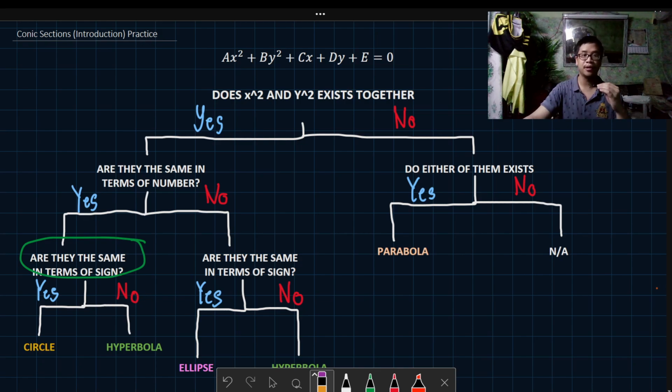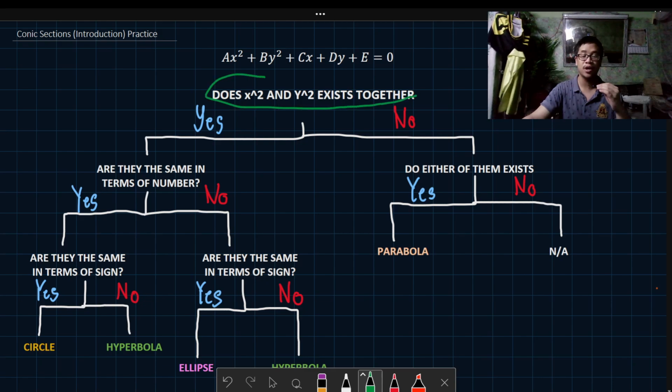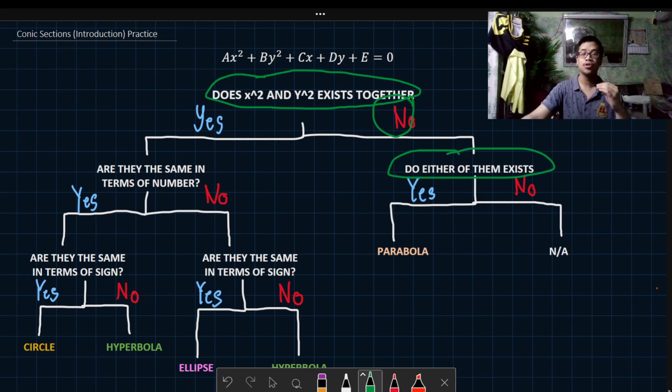But how about the right part? For example, on the top question, does x squared and y squared exist together? And your answer is no. If your answer is no, you have a second question here. Do either of them exist? What I mean by either of them is, does it only involve x squared or only involve y squared? If it only involves x squared or y squared, that means your answer is yes, and then your answer is parabola.